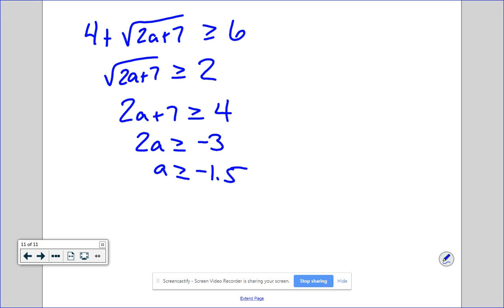Now, why did I not have to flip the sign there? When is the time that you have to flip the sign? Only when you multiply or divide by a negative number. We did not have to do that here. So, also, when it's greater than, you don't have to test when this is greater than or equal to 0. Do you still put it equal to 0? Well, you just need to see, does this work? So I get 2a is greater than or equal to negative 7. So a is greater than or equal to negative 3.5.